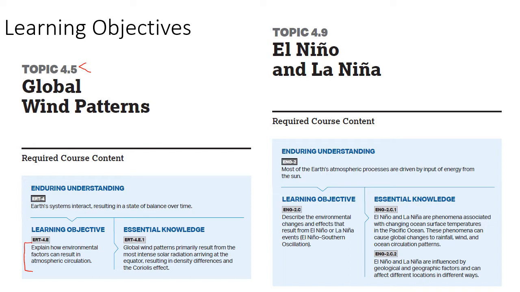For topic 4.9, that's El Nino and La Nina. The enduring understanding for this one is a little bit different. Most of the Earth's atmospheric processes are driven by input of energy from the sun. So the sun is the ultimate source of energy for most of the weather patterns on the planet. The learning objective is to describe the environmental changes and effects that result from El Nino or La Nina, both of which are in the El Nino Southern Oscillation Cycle.